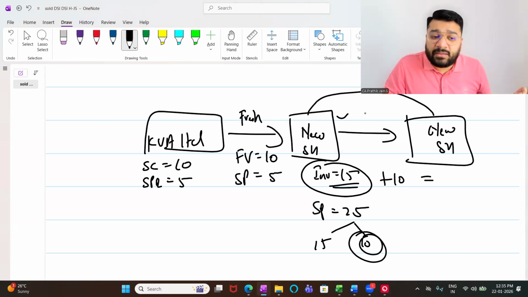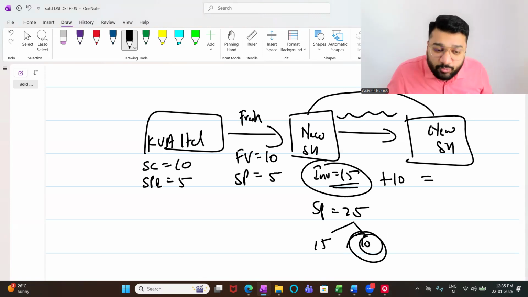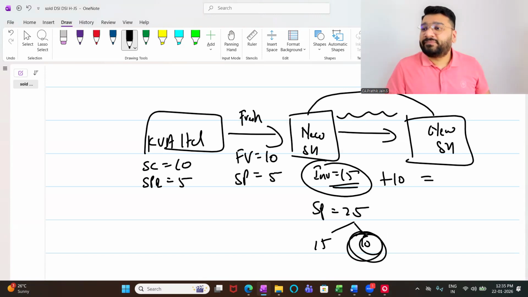In the 10, between this period, the company has earned profits, no? Reserves and surplus, which is not distributed. That per share is this 10 rupees. Got it, not got it?